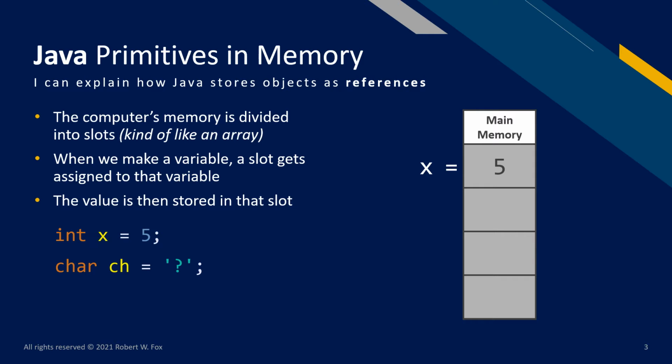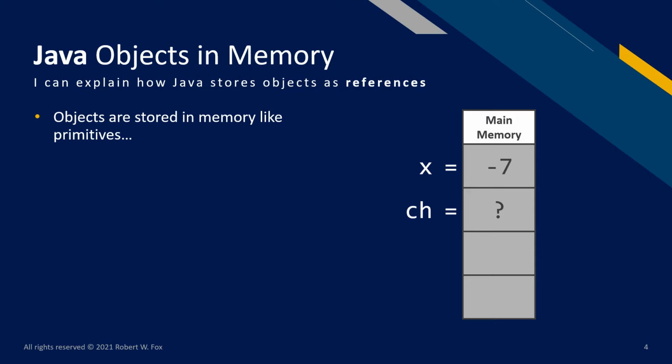Maybe I make another variable, char ch, and set it equal to a question mark character. Java would find an open slot, label it ch, and store in that slot the character question mark. Now, of course, we know that variables can change. So suppose I said x equals -7. Previously x was 5, and so Java would go to the memory slot for x and update it so its value is now -7.